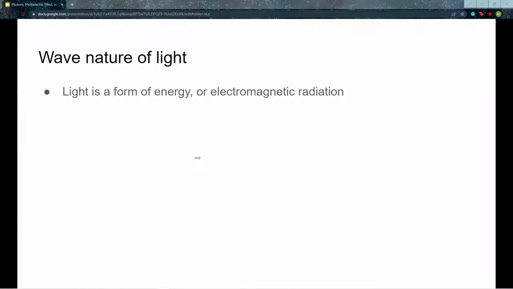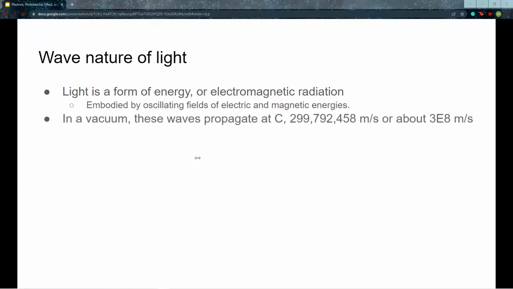Light is a form of energy, just like electricity and kinetic energy. This type of energy is called electromagnetic radiation, which is embodied by oscillating fields of magnetic and electric energies. In a vacuum, these waves propagate at c, or 299,792,458 meters per second, or about 3 times 10 to the 8th meters per second. At this speed, light can travel around the world in about 1/7 of a second.